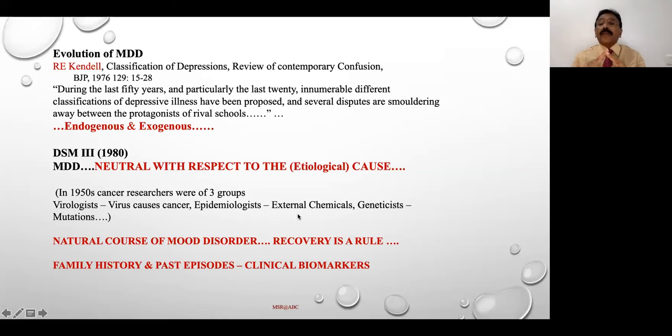Why I'm talking about this is that before we think about which antidepressant to choose, we have to look at what is the condition we are giving the antidepressant for, what is the natural course of it, and what are the recovery metrics we are looking at when you look at the outcomes.